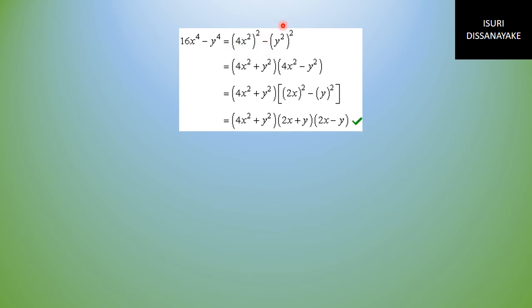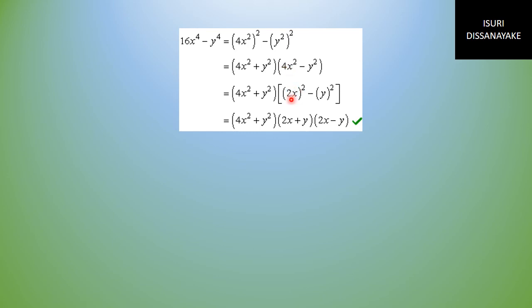difference of two squares. So the first bracket is 4x squared plus y squared. The next bracket is 4x squared minus y squared. But you have not finished the sum. This first bracket, 4x squared plus y squared, you can write as it is. But the next bracket you can further write as a difference of two squares.